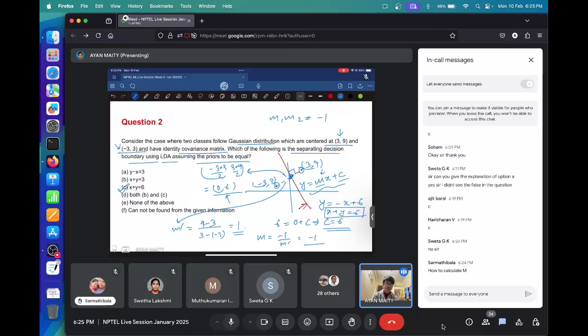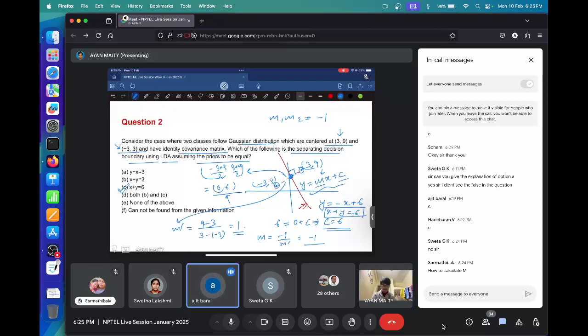If you go through the process of LDA properly, then I think it can be inferred that if the Gaussian distributions have identity covariance matrices and prior probabilities are equal, then the decision boundary would be like that. I'm not sure whether it is mentioned in the lecture or not, but these sort of things you can infer from the topics covered in the lectures. Okay.